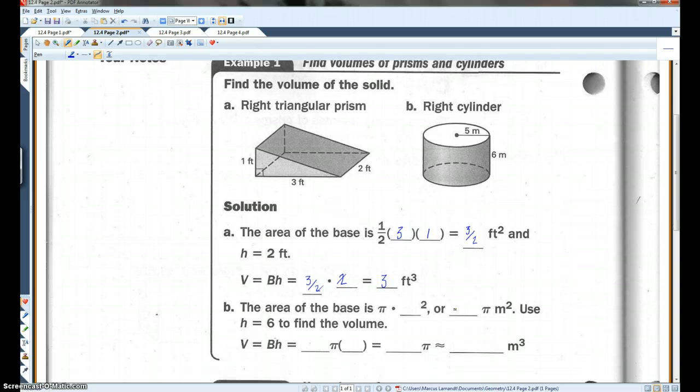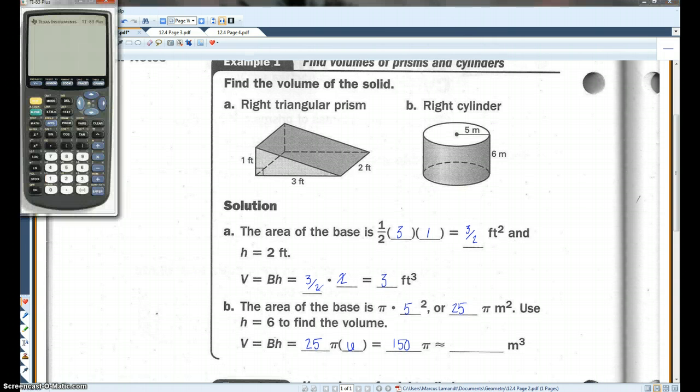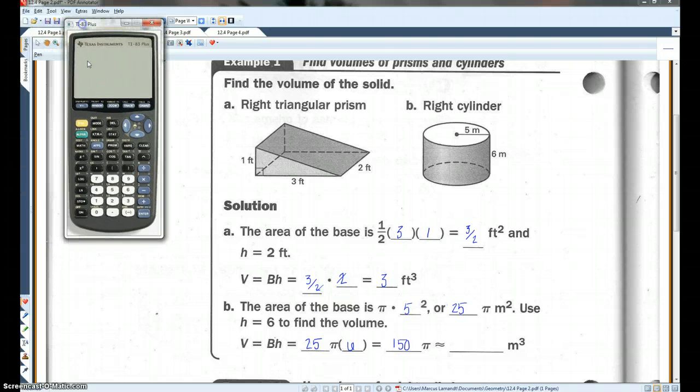For part B, we have a cylinder. The area of the base is a circle, so it's pi r squared, r being 5. So pi r squared, or 25 pi, because 5 squared is 25. We know that the height is 6, so I can plug everything in. I've got 25 pi times 6. 25 times 6 is 150. And let me pull up my calculator. Alright, there it is.